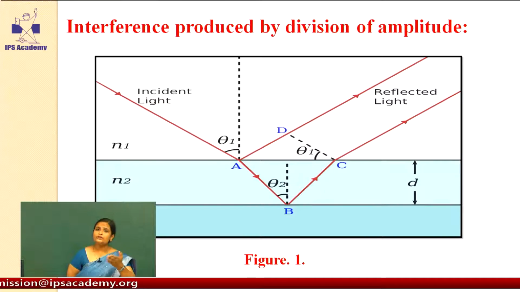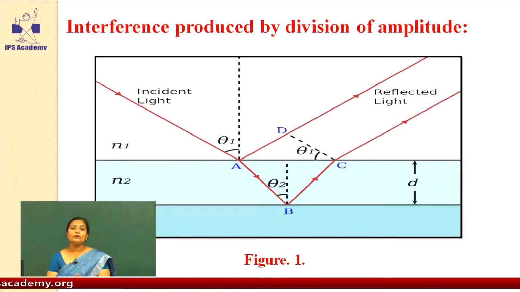So this Newton's ring experiment is actually based on interference produced by division of amplitude, because in this experiment also there is a formation of a thin film between the plano-convex lens and the plane glass plate. We will discuss it further.